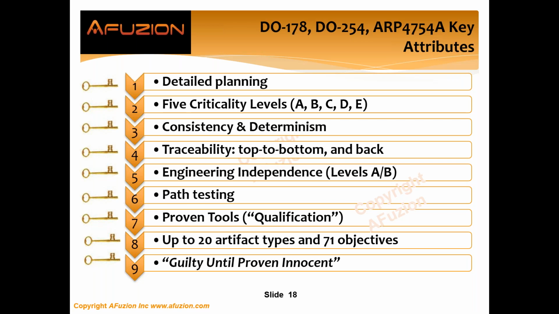Now, path testing. This was new to military, showing that all the code was covered, the logic based on if people could be injured, die, or the airplane crash. Tool qualification, up to 20 artifact types, and there are 71 objectives in DO-178C, less in 254 because 254 hardware is very different. There's many different types of hardware, so we don't have the detailed objectives, but there's more the framework. Finally, number 9, guilty until proven innocent.